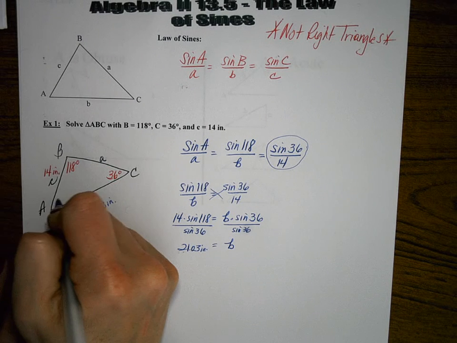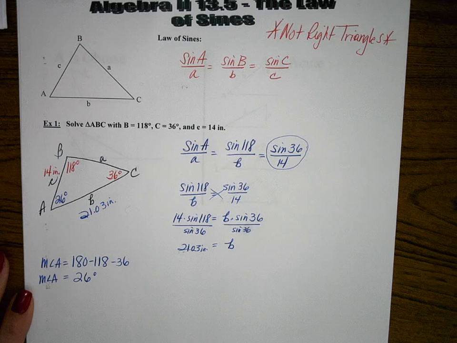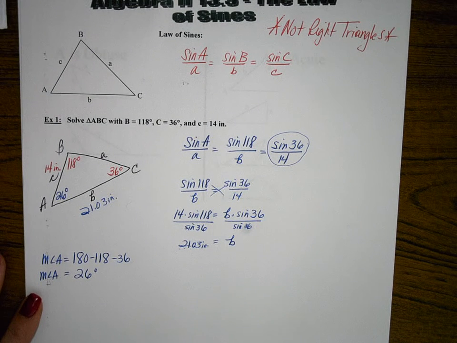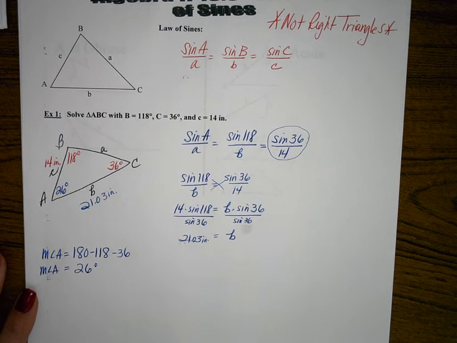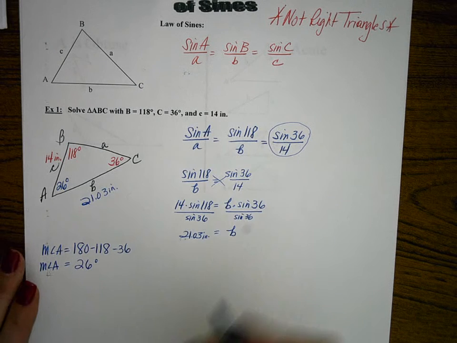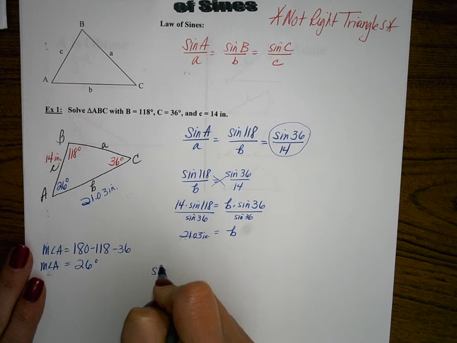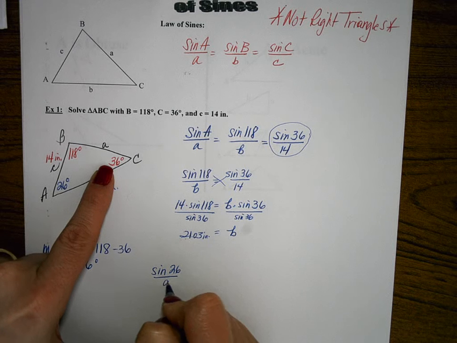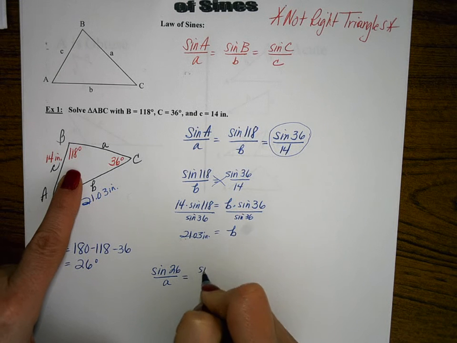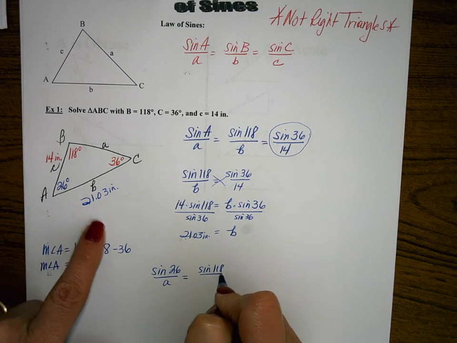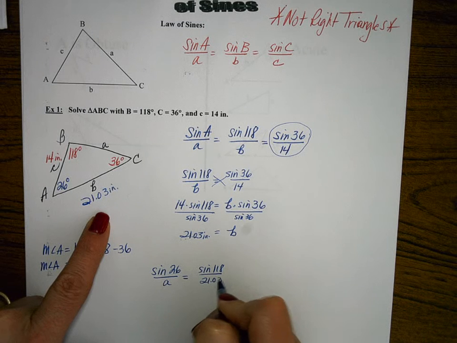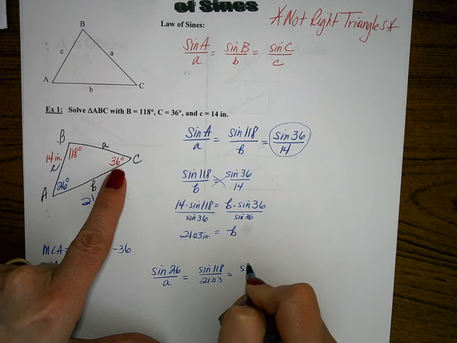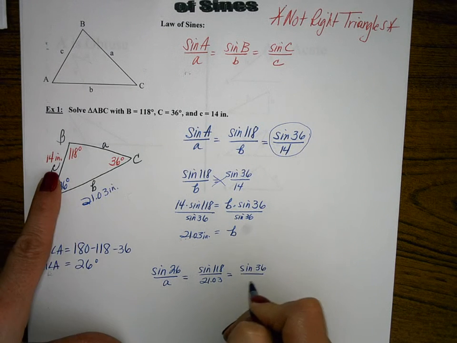Beautiful. I could have found that third angle right away if I had wanted to. Now, I'm going to set up the law of sines once again. So the sine of my angle A, which is 26, over little a, which I don't know, is equal to the sine of 118 over little b, which is 21.03, which is equal to the sine of C, which is 36, over little c, which is 14.